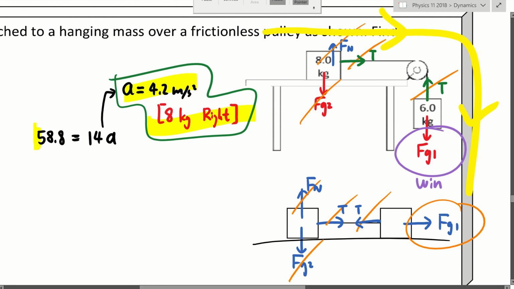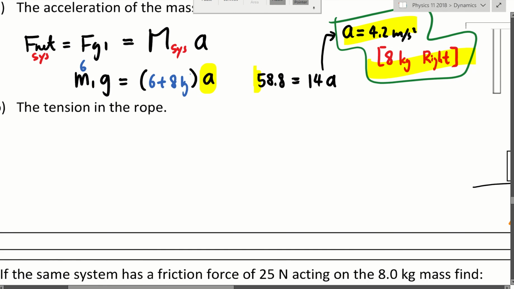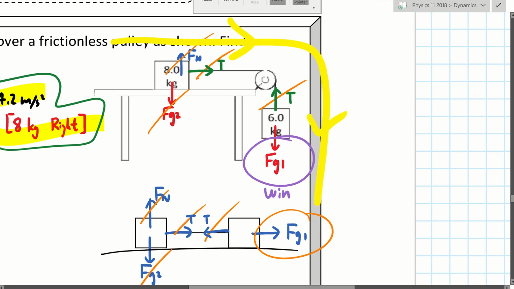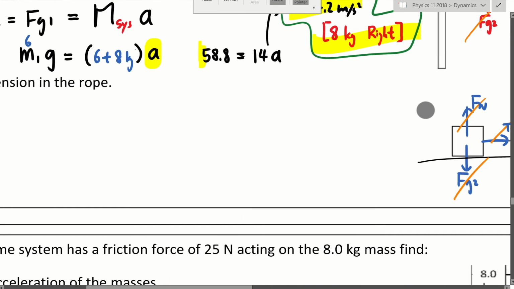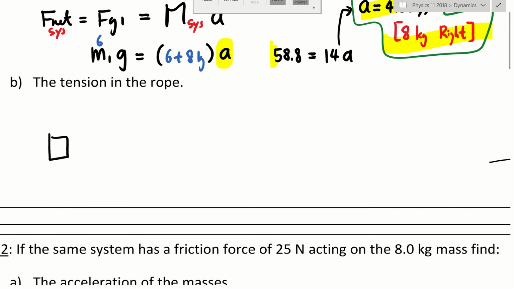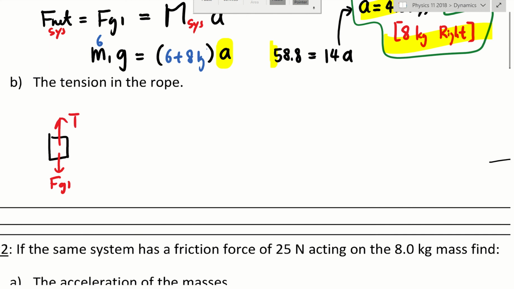Tension. Of course, we're finding tension. So you're starting to see a pattern, isn't it? F net, to get acceleration, and then tension. Pick one box. I hope you're saying Fg1, because mass 1 has 2 forces, mass 2 has 3. Redraw mass 1. Free body diagram it well. Fg1, tension. Okay? Now, 6 kilogram.